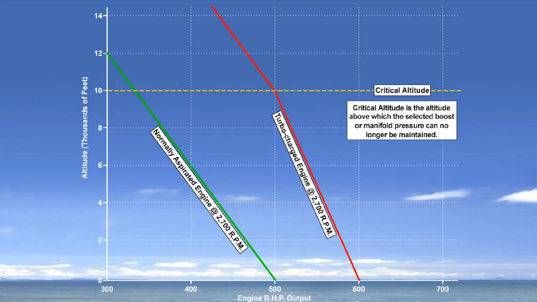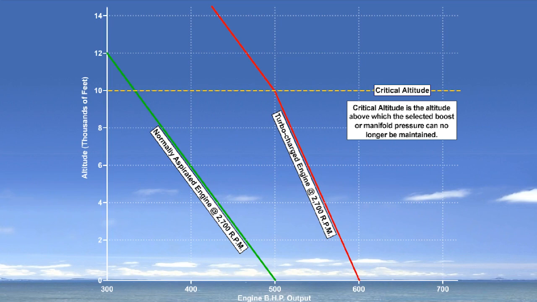We have already stated that the critical altitude is the altitude above which the selected boost or manifold pressure can no longer be maintained. As the aircraft climbs, to maintain the required pressure in the inlet manifold, the turbine and the compressor must be driven faster and faster. To ensure that this happens, the wastegate progressively closes.